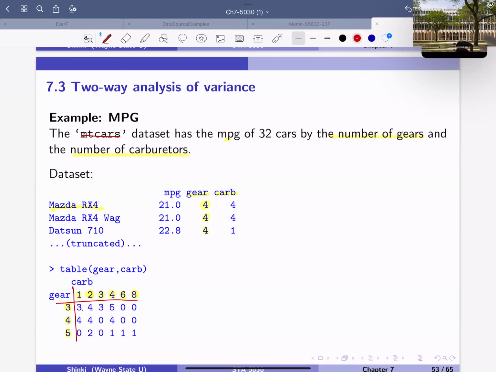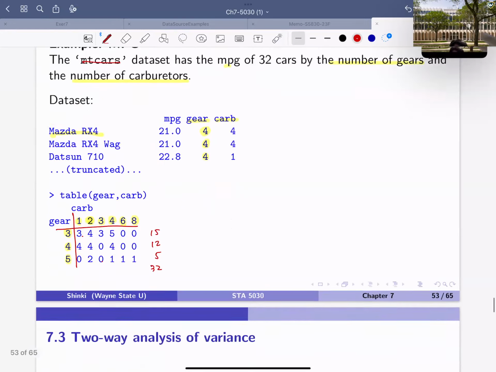We have 3 cars with 3 gears and 1 carburetor, or we have actually no observations with 5 gears and 3 carburetors. So we have entirely different numbers here. And in total, we have 32 observations. Actually, the first line, we have 15 observations, 12 and the 5. So in total, 32 observations. But we have different numbers in this table.